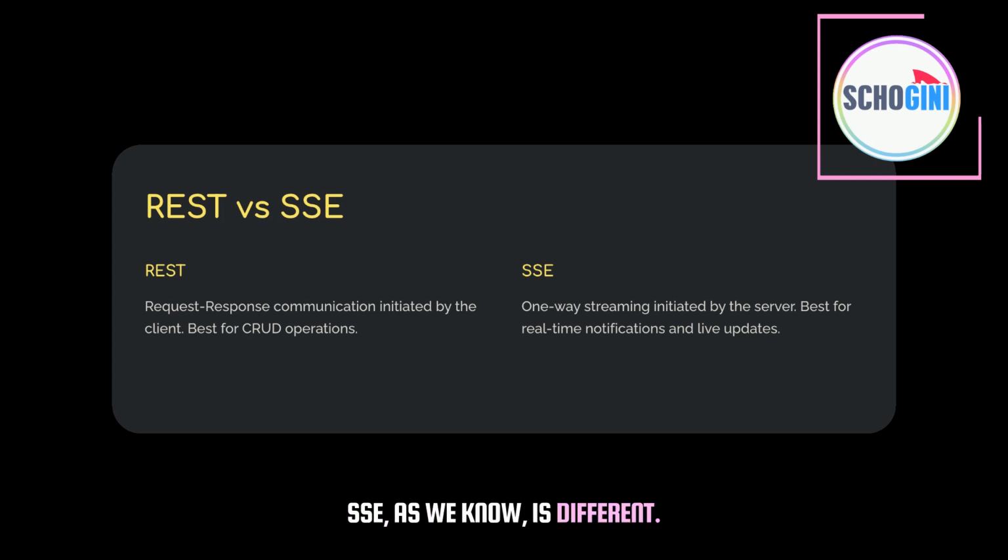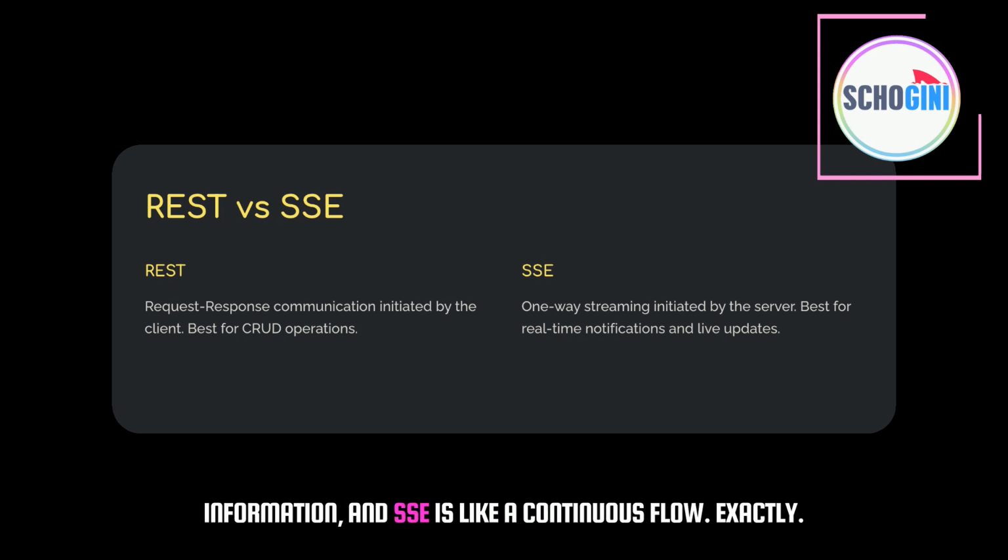SSE, as we know, is different. It's the server that initiates the communication, sending data to the client over a persistent open connection. So REST is more like a quick exchange of information, and SSE is like a continuous flow. Exactly. So when would you typically use REST versus SSE? REST is your go-to solution for actions like fetching information about a user, submitting a form, or generally working with data. What about SSE?